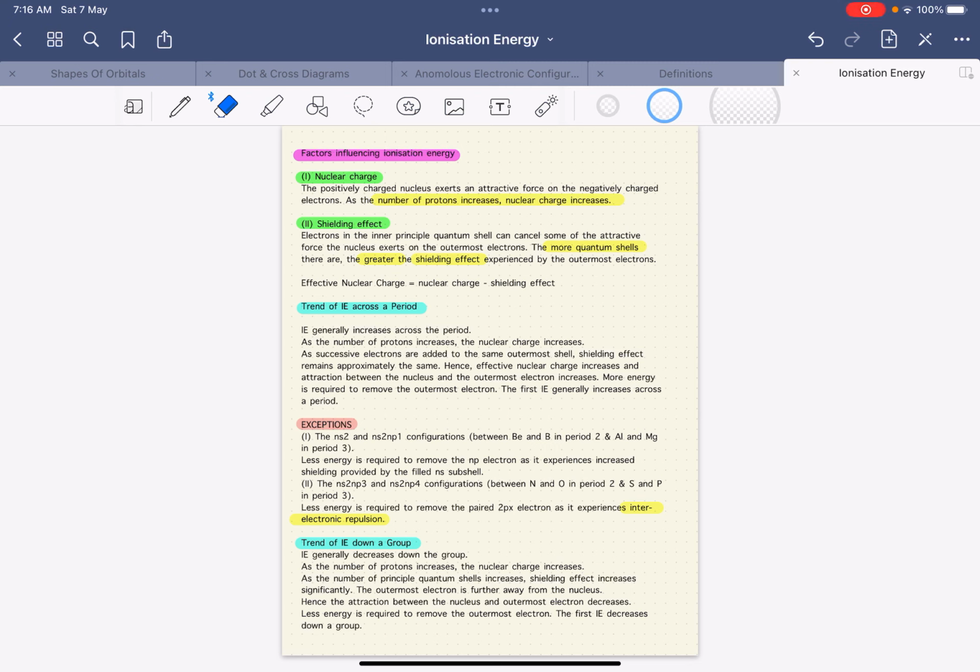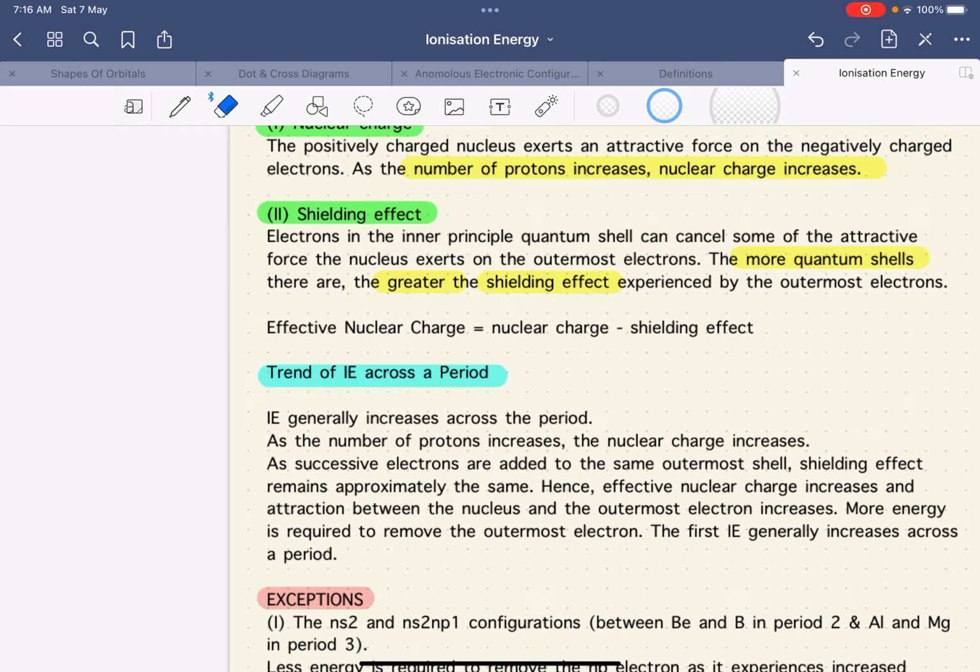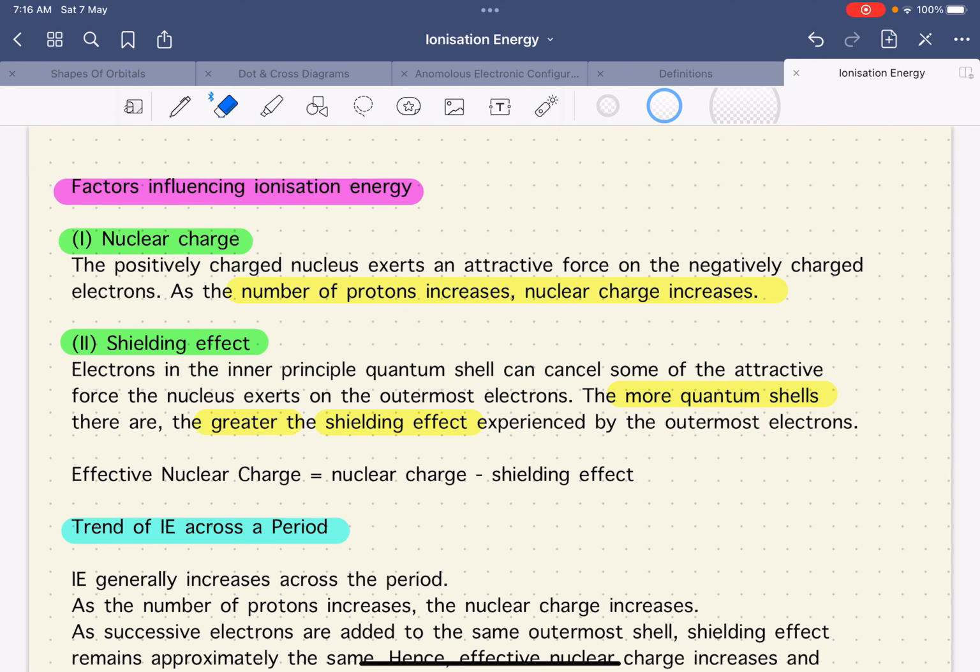Hello guys, today I'll be going through the factors influencing ionization energy as well as the factors influencing the atomic and ionic radii. Many of such explanations are quite standard and so we just have to memorize them, but before we memorize them we first have to understand what it all means. Now let's talk about the factors influencing ionization energy.